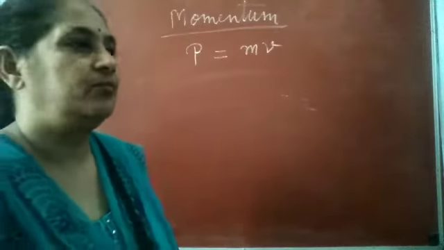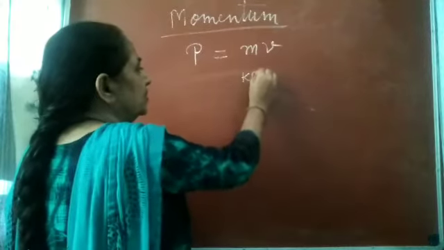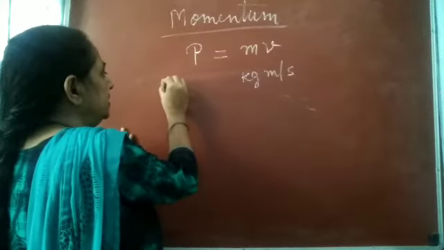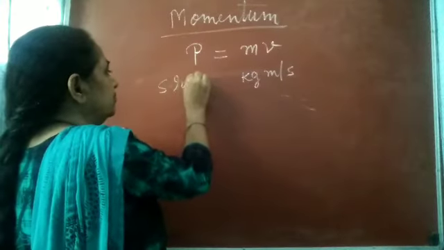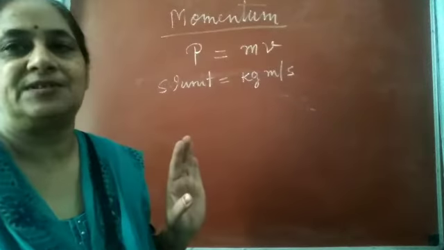The unit of momentum. The unit of mass is kg. The unit of velocity is meter per second. So the SI unit of momentum is kg meter per second.